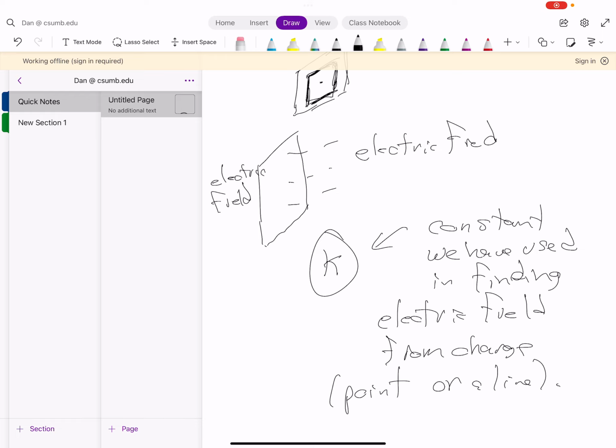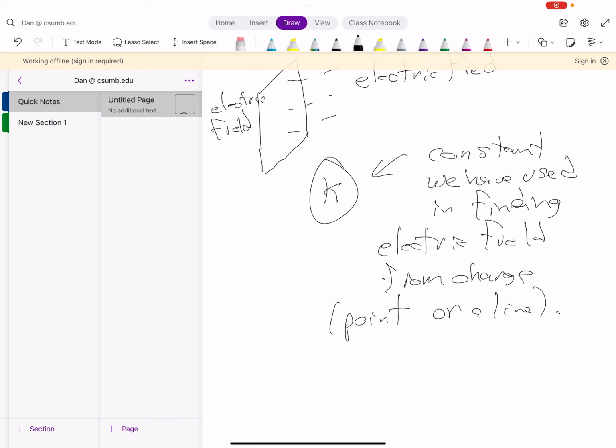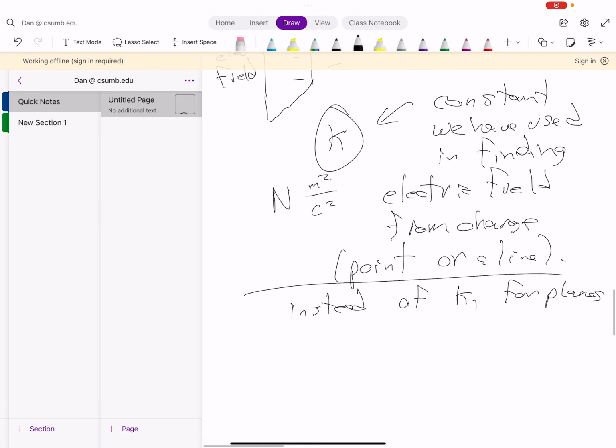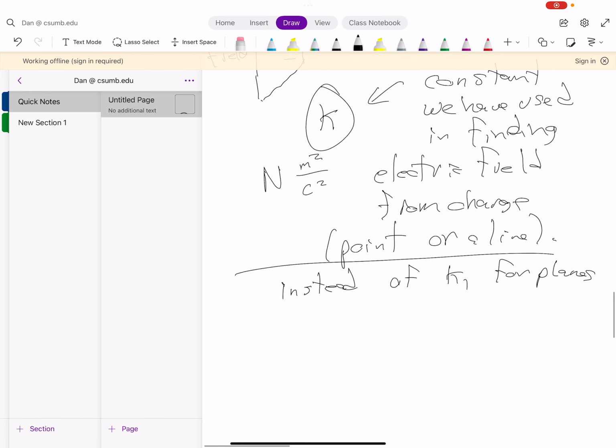It's related to k. Remember, k has units of Newton meters squared per coulomb squared. That's the unit of k. I'm going to give you another constant instead that we're going to use more often now. Instead of k for planes, I'm going to give you a new constant. We're going to use this one. You're going to wonder why, and I'll try to explain it. It makes life easier, basically.